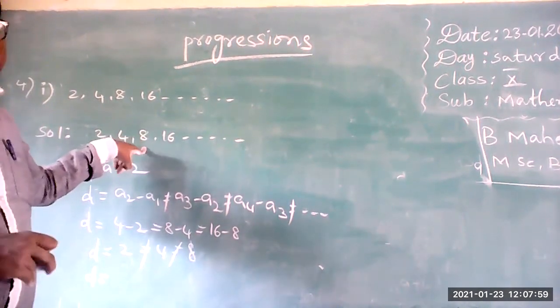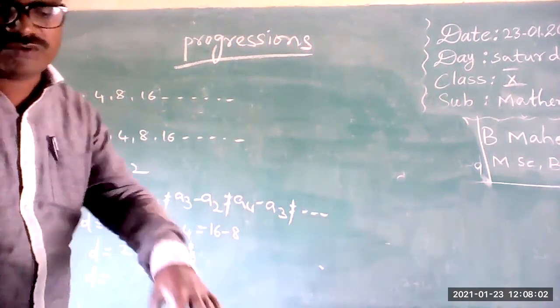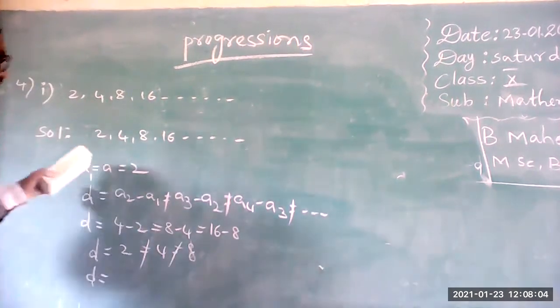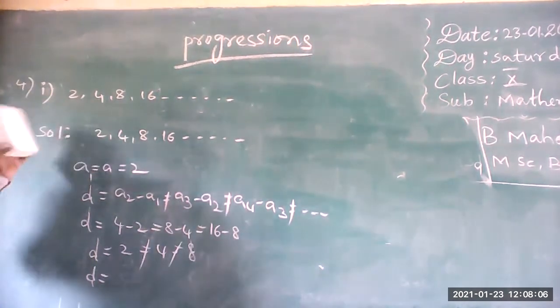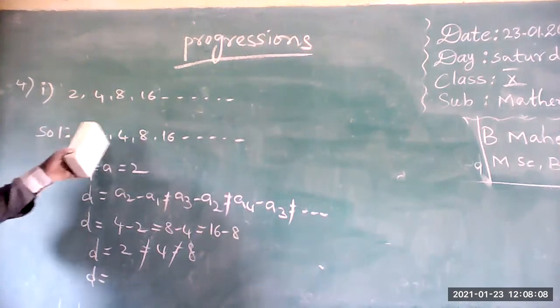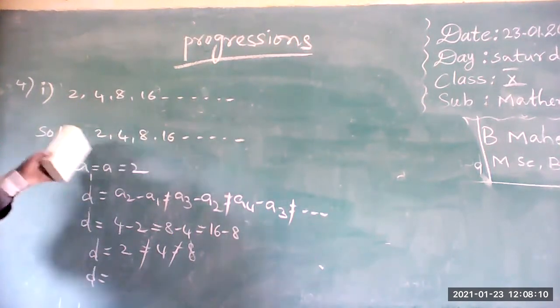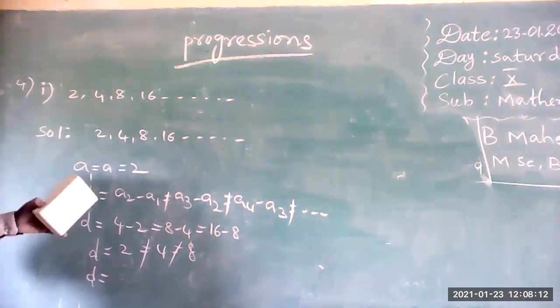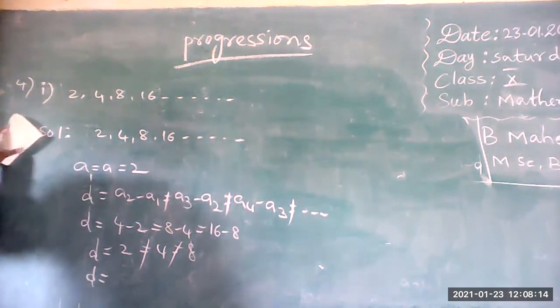So the next three terms we can't write in the first problem. Okay. So when the common differences are the same, the series is compulsorily in AP. If the common difference is different, it means the given series is not in AP. Okay. Next one.